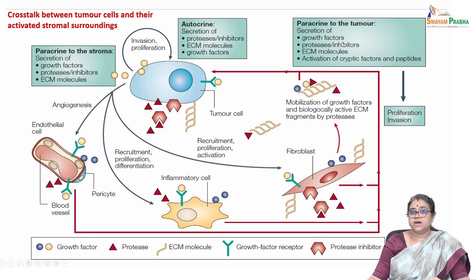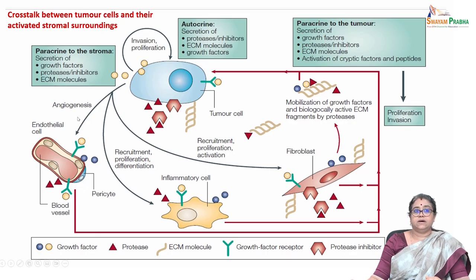So, again, you can have secretion of growth factors, proteases, secretion of ECM molecules, and activation of peptides, cryptic factors, which can in turn lead to proliferation and invasion. Apart from acting on the neighboring tumor cells, it can also be paracrine to the stroma. That is, the tumor cell can influence the stroma just next to it as well, also by secreting growth factors, proteases and ECM molecules.